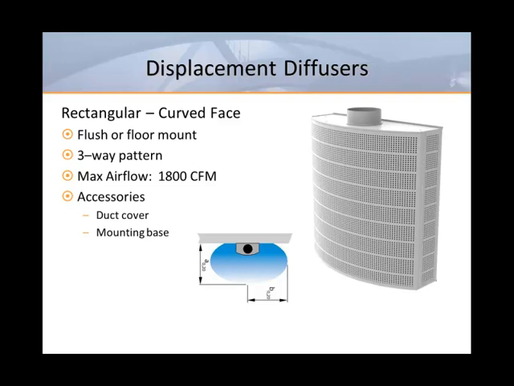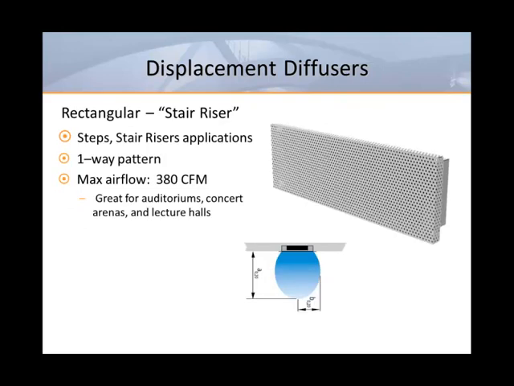This look seems to be most acceptable to architects and interior designers. This unit is quite different from all the rest. It's designed to go into auditoriums and concert halls to deliver displacement ventilation from a stair riser. Another way to condition these spaces is to use small round swirl diffusers to deliver low velocity air from below the seating.